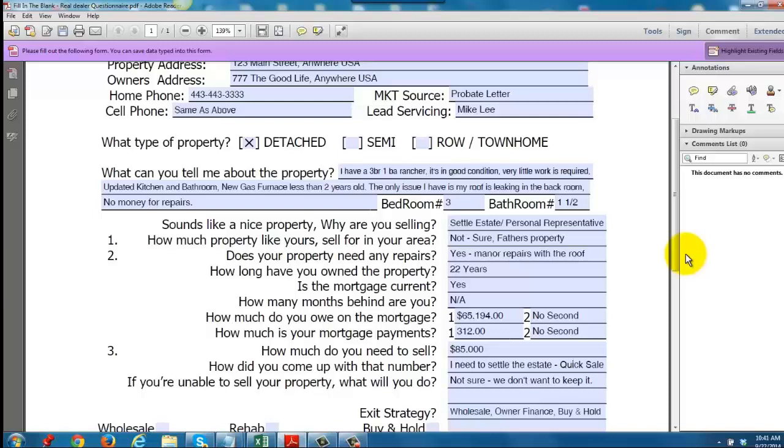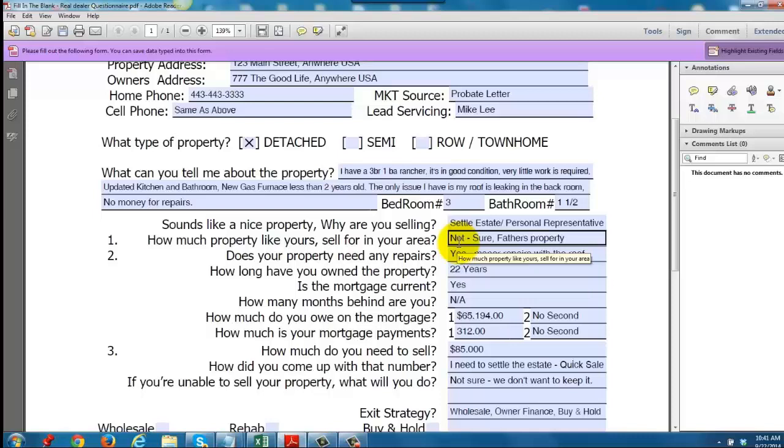The next question, how much do properties like yours sell for in the area? The reason why I want this question answered is because I'm trying to get a sense on the telephone of the value of the neighborhood based on the phone conversation. Of course, after I get off the phone, I'm going to do my due diligence. I'm going to check comps and so on. But I want to know if the seller has any idea what value is in the neighborhood.